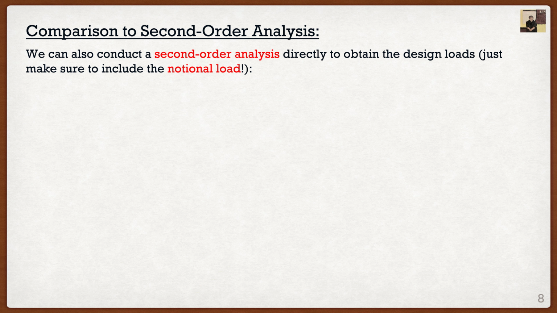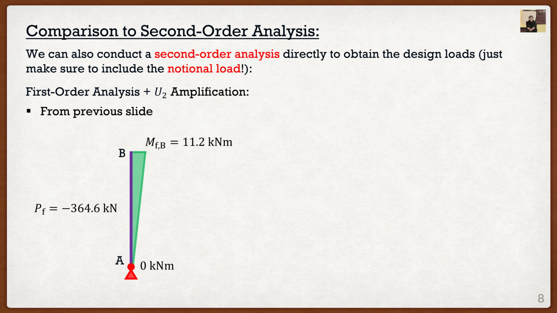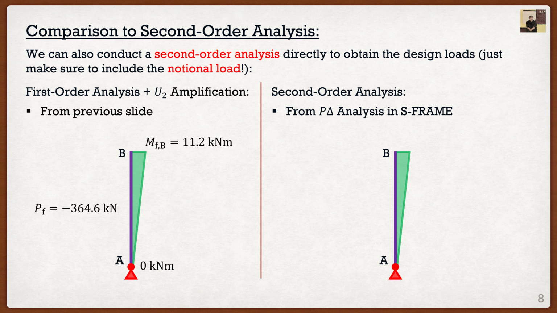However, if we were to compare the two, my first order and second order analysis, well, from the previous slide, we were given the following design loads, where the moment at A was 0, the moment at B was 11.2, and our axial load was around 365 kilonewtons in compression. If I were to go in S-frame, and the video example I have shows you how to do this second order p-delta analysis, well, we get the same moment profile, and if we look at the loads, the moment at A is still going to be 0, which is great. The axial load is negative 365.3, so as we can see, the difference there was only 0.7 kilonewtons, really good.